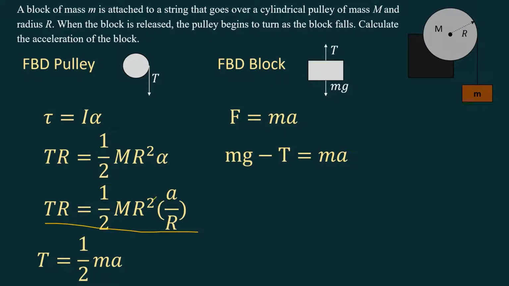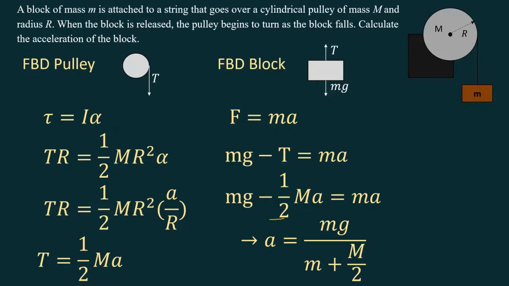So when you simplify this, the r's cancel out, you get T is 1/2 ma, and you can bring this in here and plug it in for T. And there's your answer.